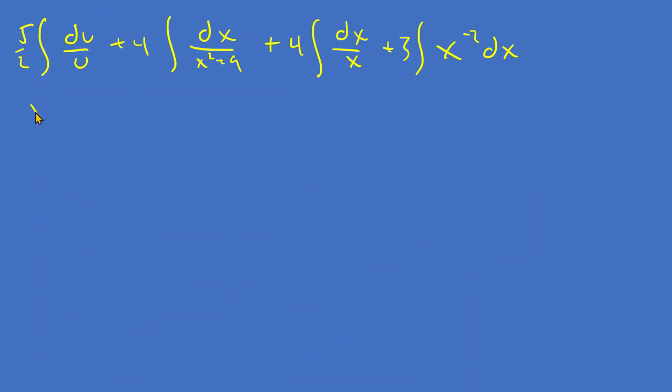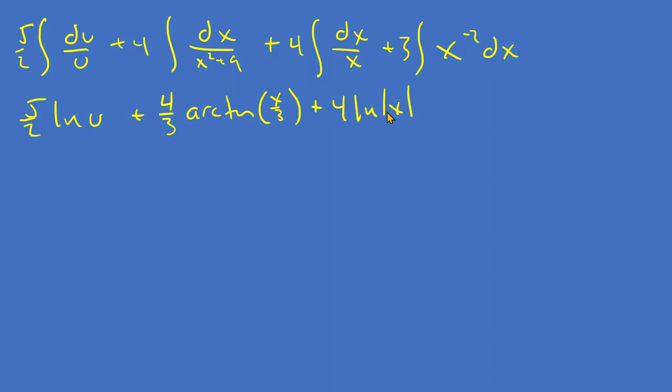All right, so this then becomes 5/2 times the log of u. This then is going to become, according to the formula on the other side, 4 divided by a, which is 3, times the arctan of x over 3. And this is going to be the log rule. This is 4 times the log of the absolute value of x. And this is going to be 3 times x to the negative 1 divided by negative 1.